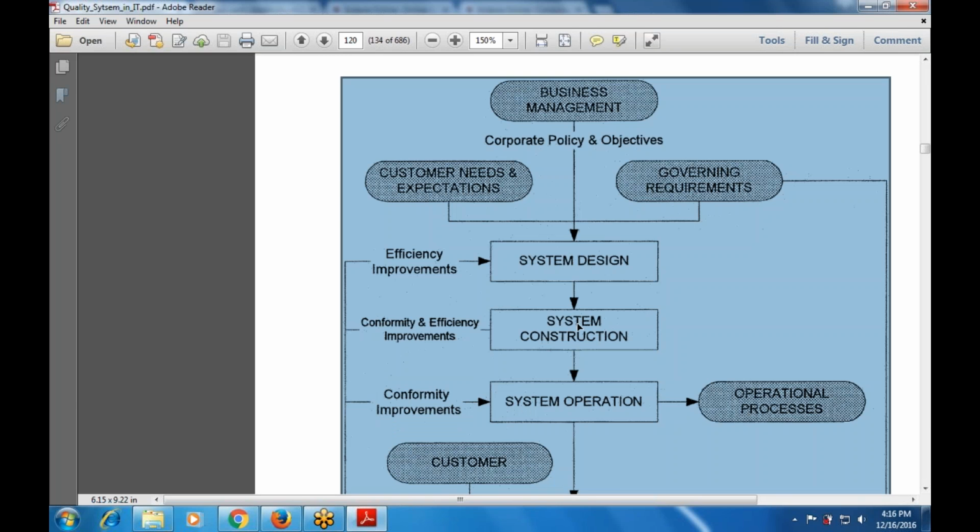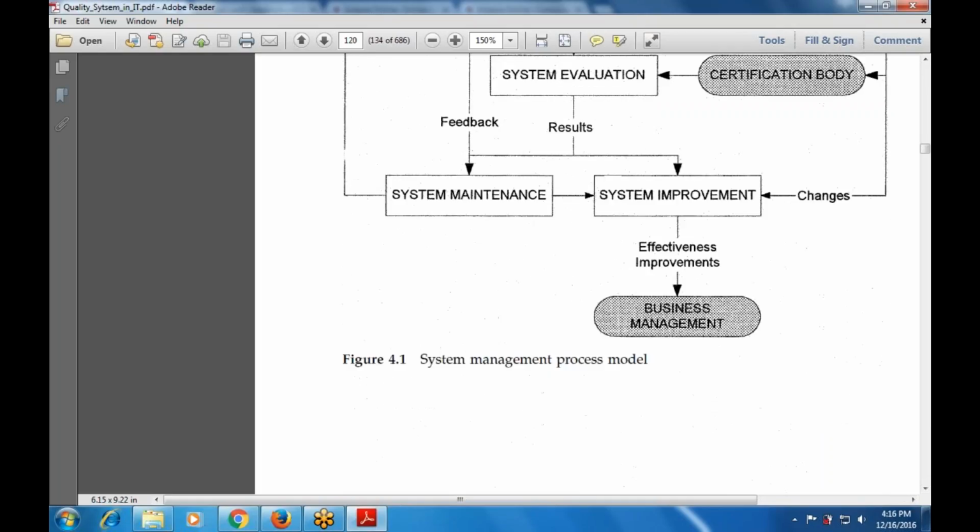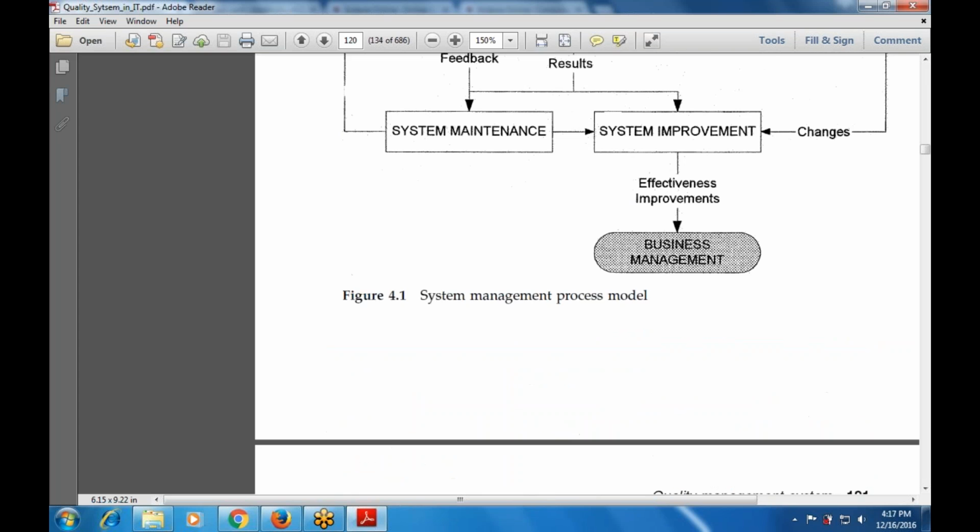One is the design, one is the construction, one is the operation. Now, when we talk about system maintenance and improvement, there are two terms: one is the improvement, one is the maintenance. When we say maintenance, this is used to maintain the improvement criteria. That is how it is used for effective improvements, right?